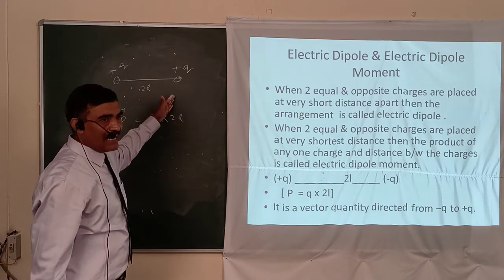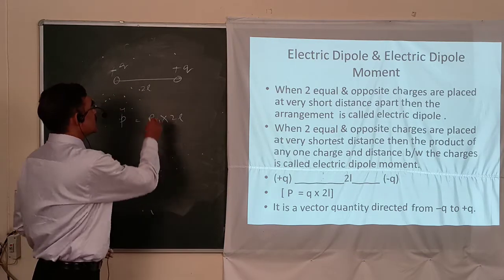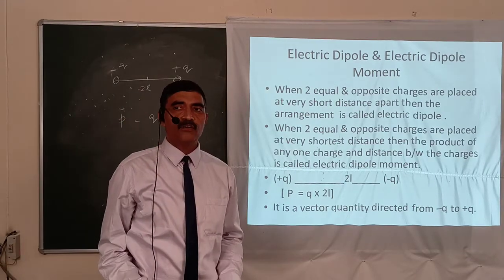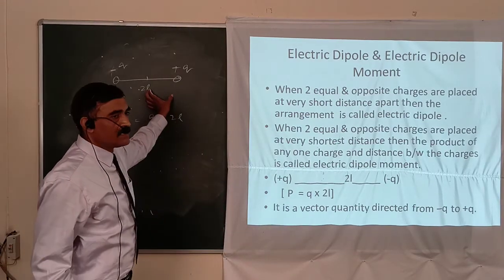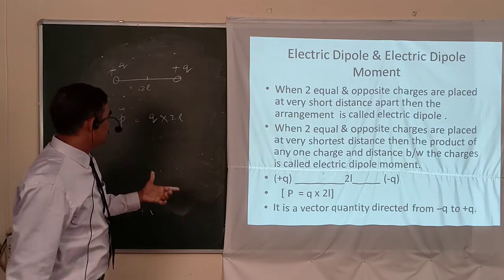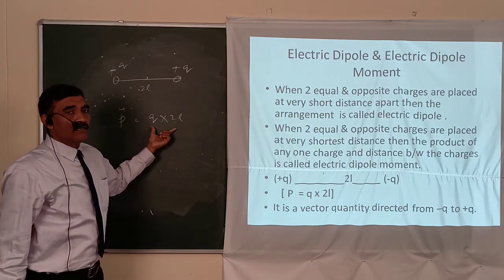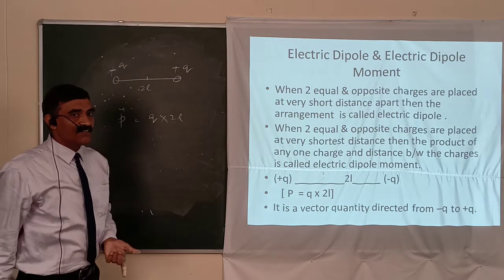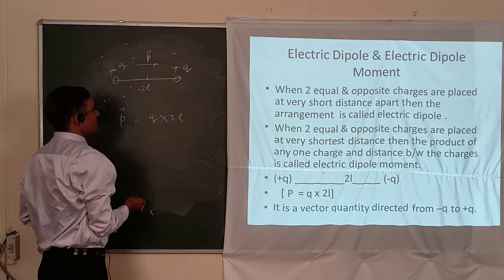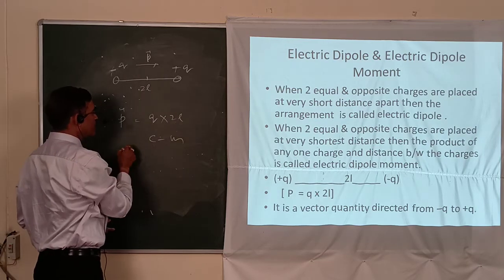We can also take it as L, but we will take it 2L because whenever we measure the distance from the center, in that case we'll get half of the length as L, otherwise it will be L by 2. So to avoid the fraction only we'll take 2L. So this is known as the electric dipole moment, and it is a vector quantity. It is directed from negative charge to positive charge, and its unit is coulomb meter.